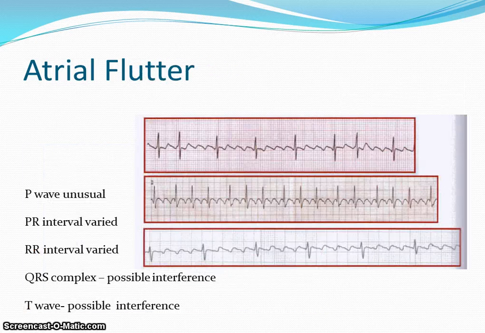Atrial flutter is the unusual morphology of the P wave and may interfere with the QRS and T wave. This produces a sawtooth pattern and the RR interval is generally irregular. Heart rate varies significantly. As with atrial fibrillation, this is always abnormal and may be associated with hormonal disorders and hypertension.